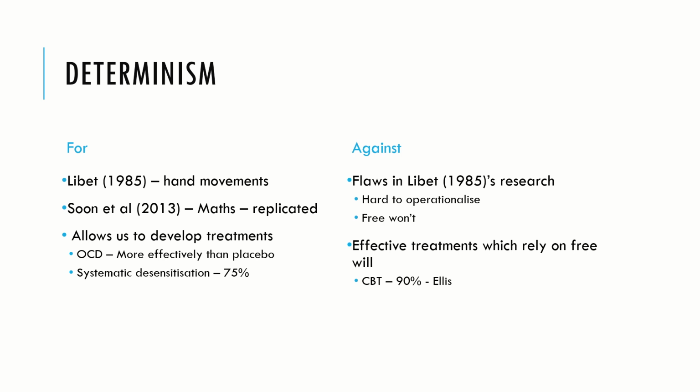Also, an argument against determinism, especially hard determinism, is that there are effective treatments which rely on free will, and this is CBT. This is the idea that it's our thought processes that cause depression, and therefore, we can choose to alter or manage or change our thought processes to allow us to be happy and not to experience depression. CBT is something that we've studied, so hopefully it's not new to you all, and CBT is 90% effective, but that was found by Ellis, who was the person who developed it, so we have to think quite carefully about that. But CBT has been found to be very effective, and it shouldn't be if free will didn't exist, because we're making a conscious choice to change the way that we think and therefore the way that we behave.